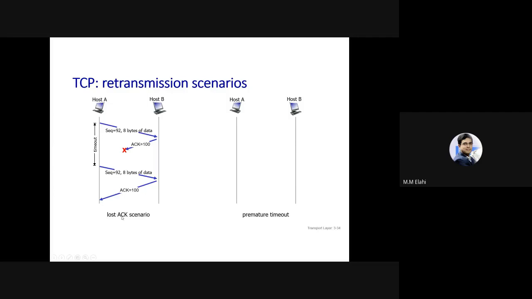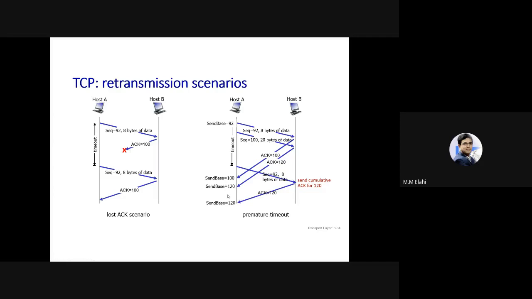In this example, the lost acknowledgement scenario, the 8 bytes of data from 92 sent the second time are redundant for the receiver, although this is not a problem. If the receiver receives redundant data, it will not store it because it has already stored the data, no problem. But if the data is lost, then definitely the receiver needs this data. So the lost acknowledgement scenario and lost data scenario are similar. But suppose the data is received, and the acknowledgement is also sent, but after the timeout, then what will happen?